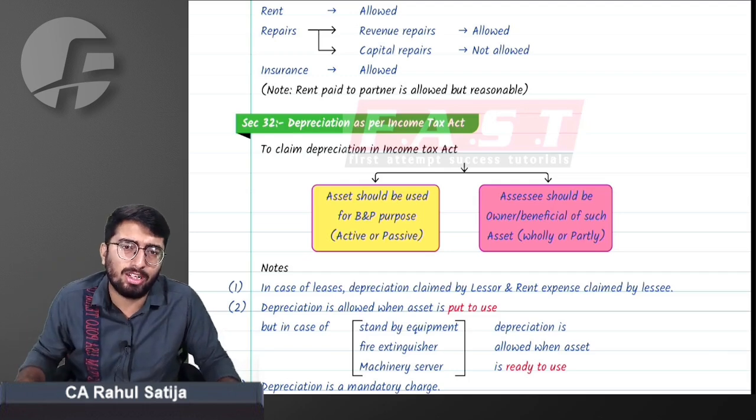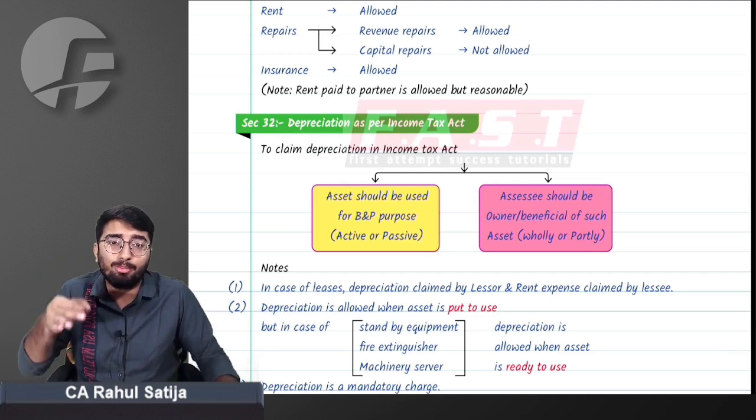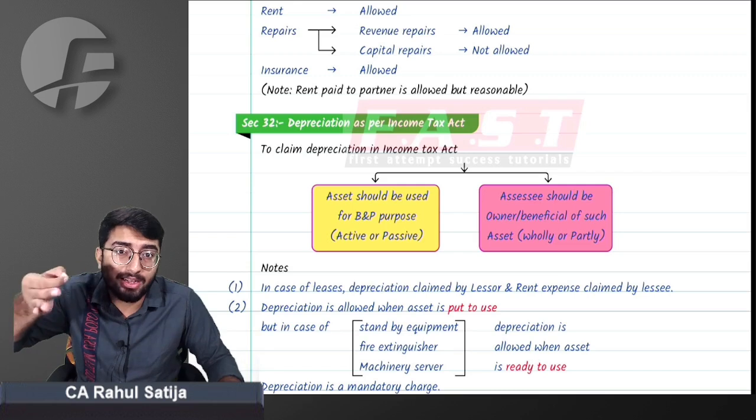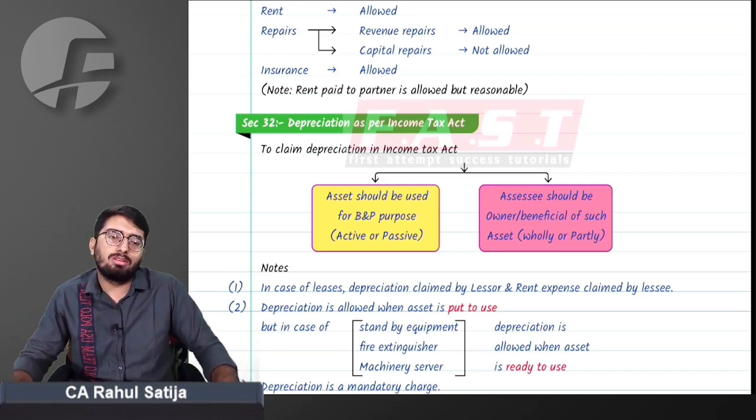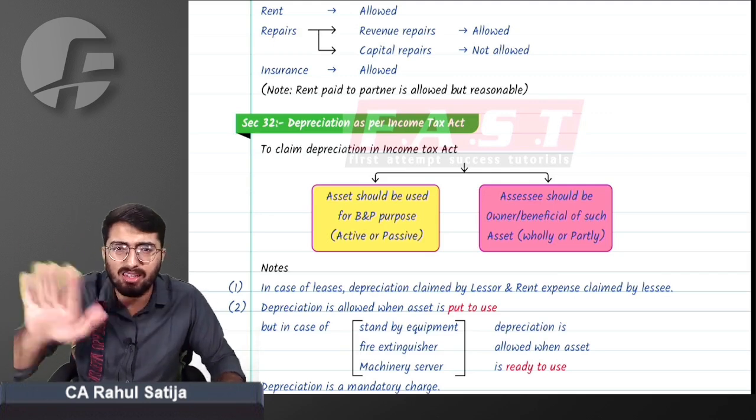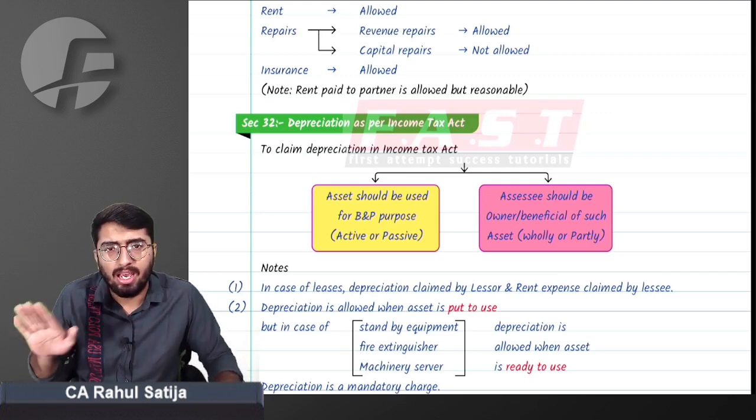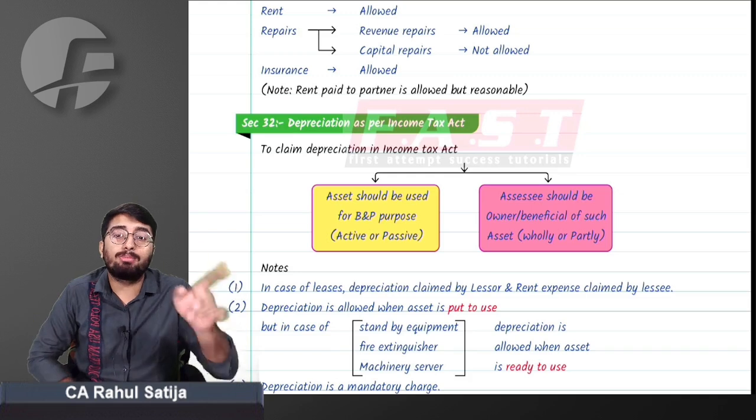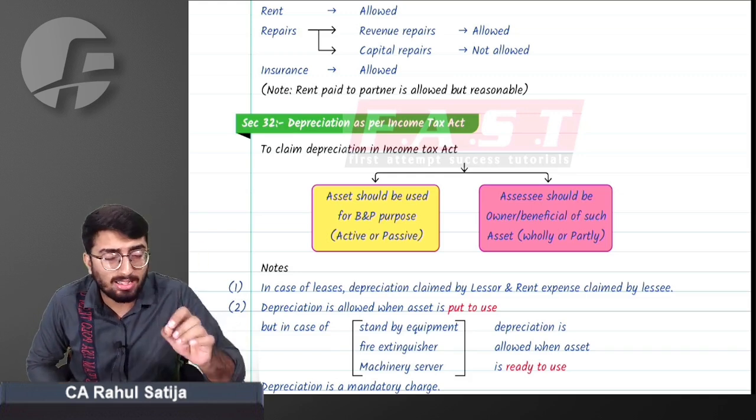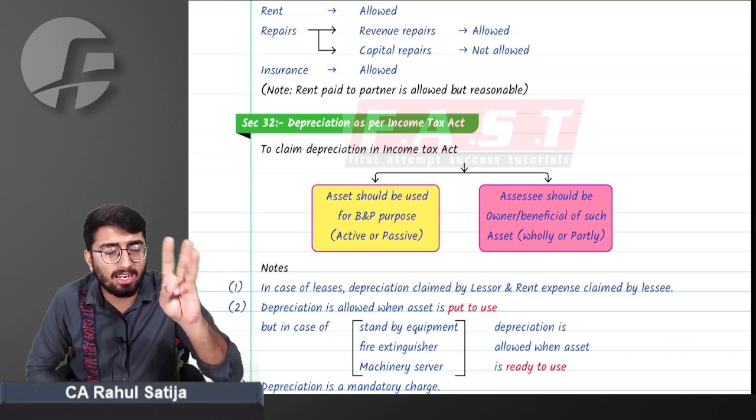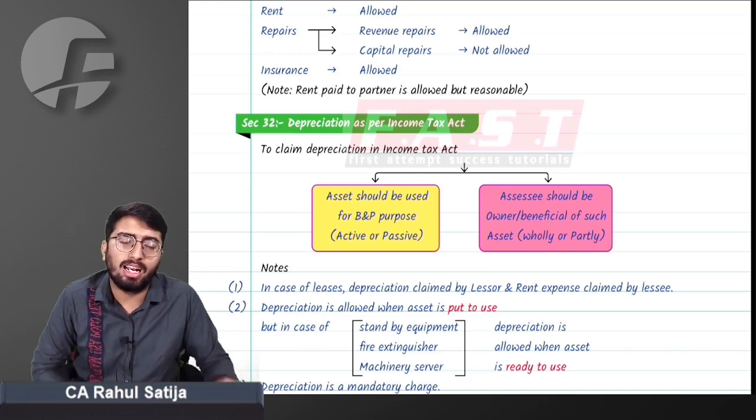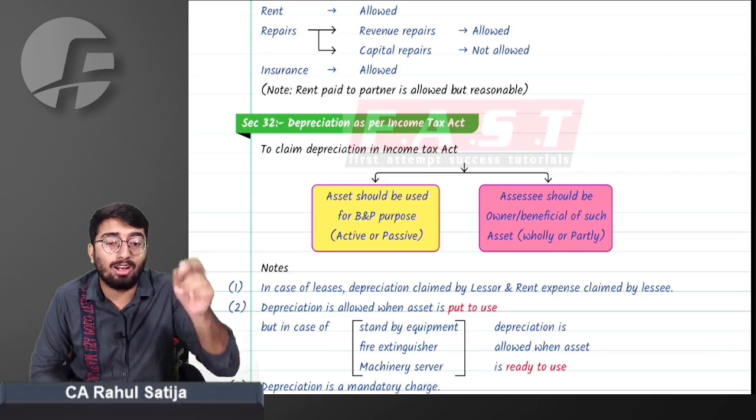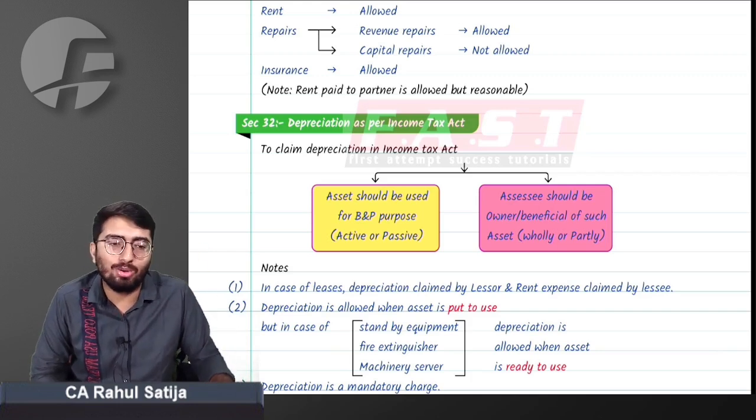Whenever we are studying depreciation for the purpose of income tax, depreciation is allowed on the assets from the date they are put into use in the business. Depreciation is never allowed when the asset is merely ready to use. It is always allowed when the asset is put to use. But there are three exceptions, three assets on which depreciation is allowed from the ready to use date. So what are those assets?